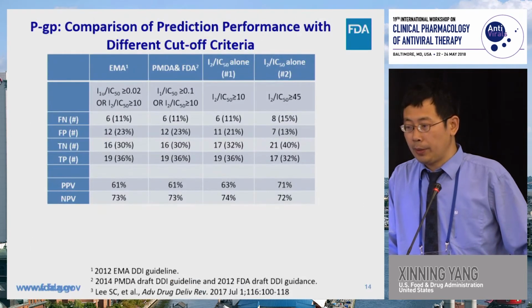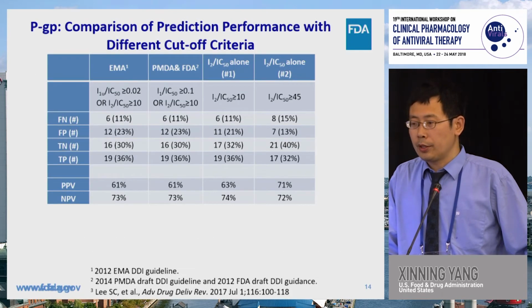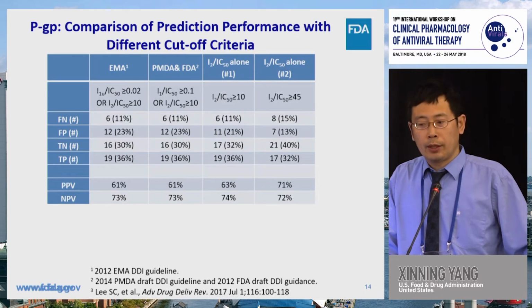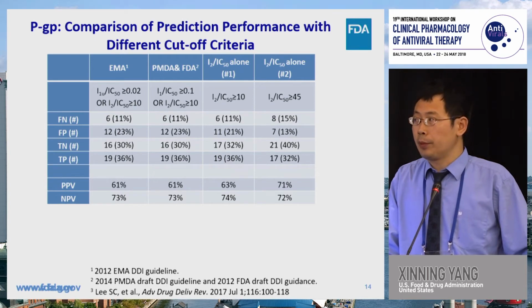If the ratio is above that, then we consider that there may be potential for in vivo inhibition. Here is just to give you a quick shot of how this criteria is updated, and this is about PGP. I have the slides for OATP1B1 and the renal transporters in the backup. My colleagues in the antiviral team conducted some research based on 50 or 60 in vivo studies conducted with digoxin as a probe substrate of PGP. And then they compared the prediction performance of the EMA, FDA, and different criteria.